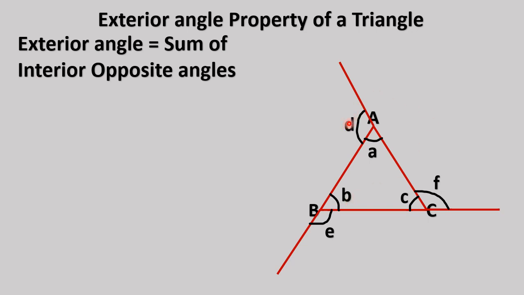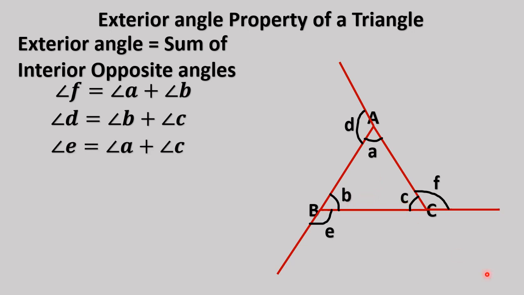What about D? For D, A is the adjacent interior angle. So which are the interior opposite angles? B and C. Similarly for E, B is the adjacent interior angle, nearby. So A and C will be the interior opposite angles. So what does this property say? Let us see. Angle F equal to the sum of interior opposite angles, that is angle A plus angle B. Similarly, angle D equal to angle B plus angle C, and angle E equal to angle A plus angle C.